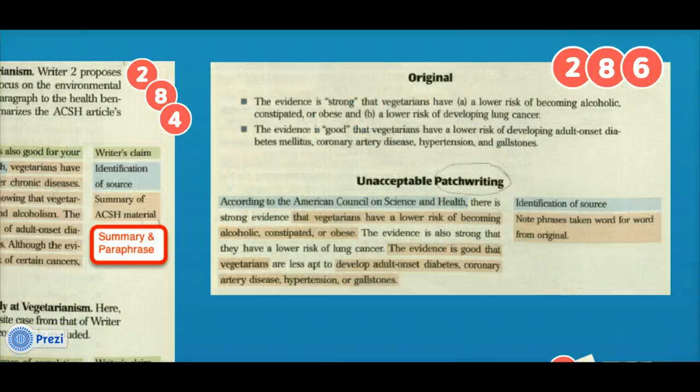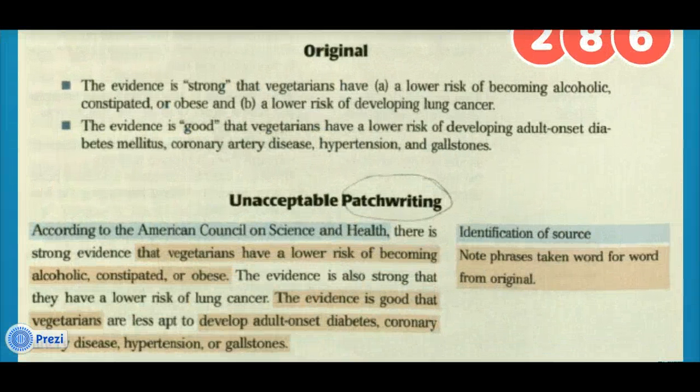The next page that you want to look at is page 286. Again, this is where it talks about patch writing, the thing that you want to avoid at all costs. So basically, what patch writing is, it's where you cite your source. I mean, you still say where it comes from, but you use direct quotations, direct word choice from that original source without putting it in quotes.